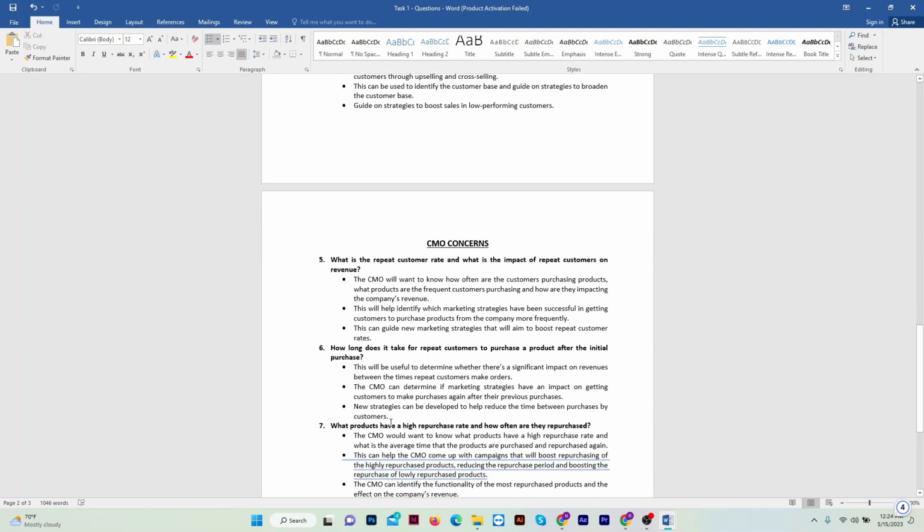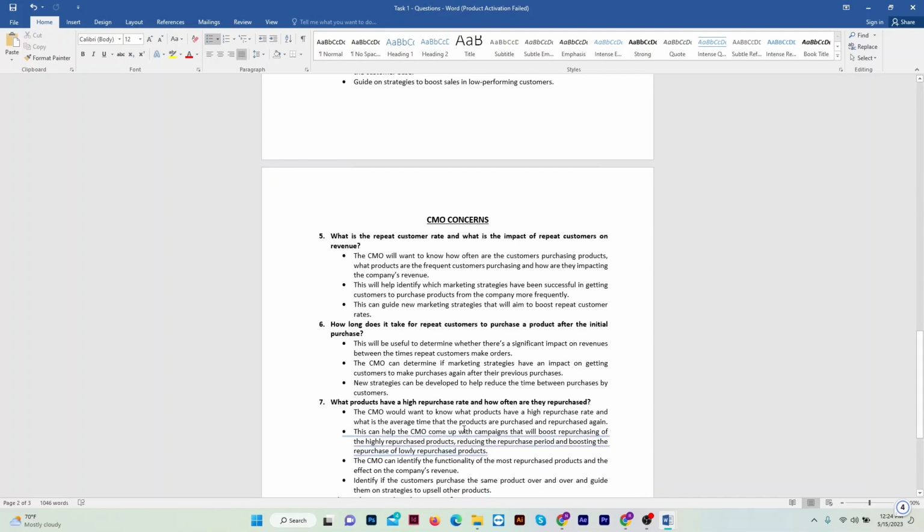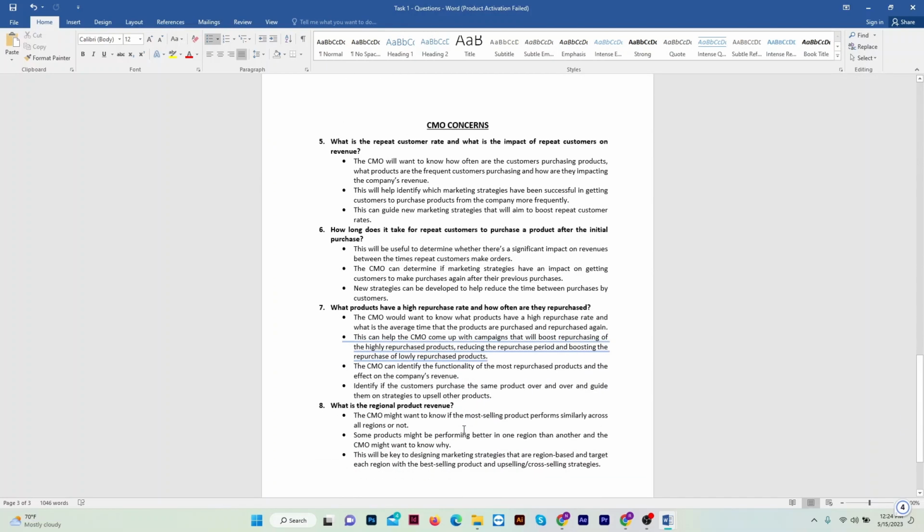Another concern that the CMO will have is the type of products that the company sells and the type of products that are usually bought by customers over and over again, and the time period by which these highly repurchased products take to be bought again. And then another question that the CMO will have is the regional product revenue. The CMO will want to know what product is selling in which region, and this will give an insight on the type of products that are suited for each region and how they can market these products to each region and make it more personalized for each region.